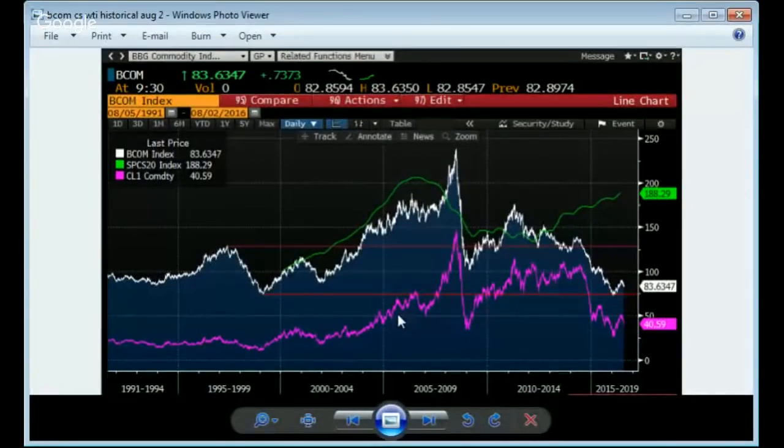Let me just share this one briefly. Okay, so we have here oil in purple, commodities, the Bloomberg Commodity Index, in white, and this is the U.S. S&P, the U.S. Case-Shiller home price index, I think it is Reuters. And what I'm looking for is other markets which saw speculative urges at about the same time. And this is one of them.